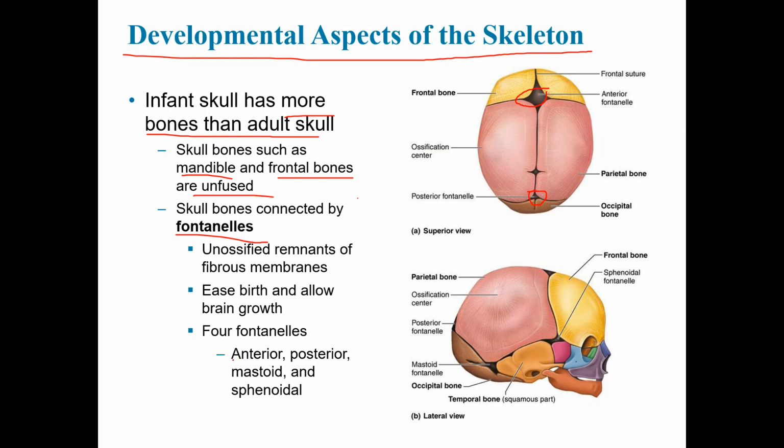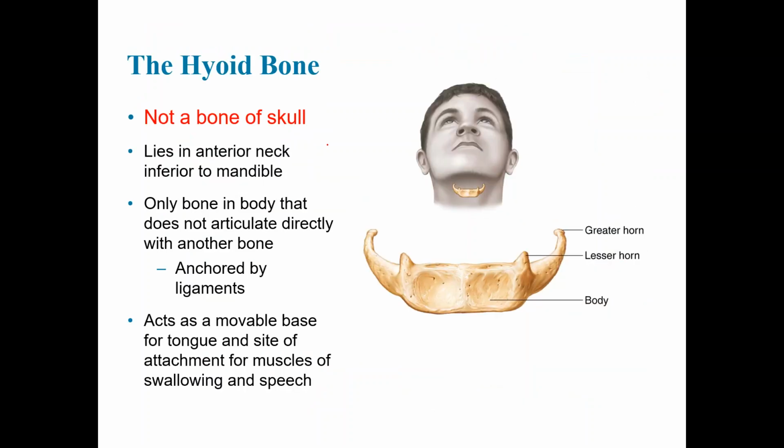So there are the anterior, the posterior, the mastoid, and sphenoidal fontanelles. This is the mastoid over here. And these are the anterior fontanelle and the posterior fontanelle. And this is the sphenoidal fontanelle over here. Okay, so this is important to know as well.